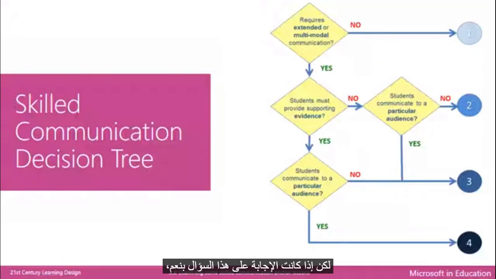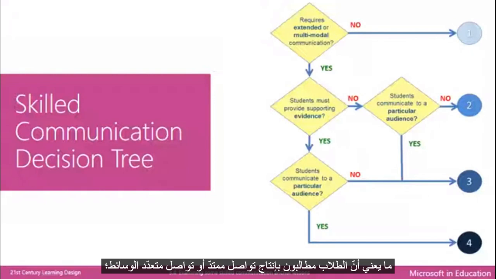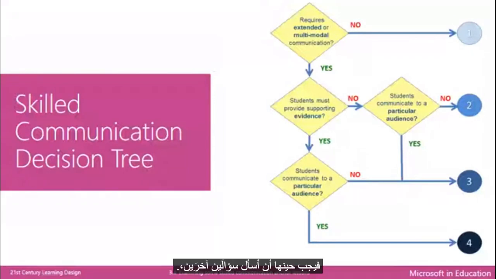However, if the answer to this question is yes, students are required to produce extended communication or multimodal communication, then I need to ask myself 2 questions. Do the students have to provide supporting evidence, or do they design their work for a particular audience? If the answer is no to both of these questions, the learning activity is coded at a 2.